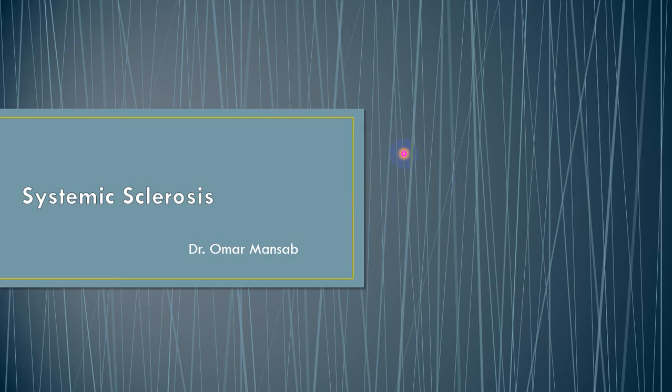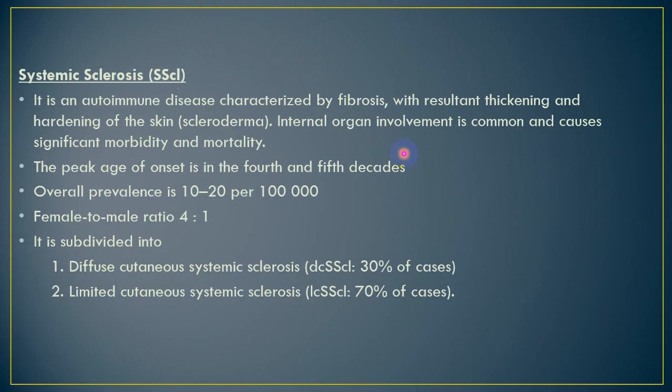طلاب المرحلة الخامسة, we will continue our lecture in rheumatology. The new subject is systemic sclerosis. What is systemic sclerosis? As the name of the disease applies, it involves more than one system. It is systemic, involving more than one system, and it is sclerosis, meaning fibrosis. So it is a fibrosis that involves more than one system.